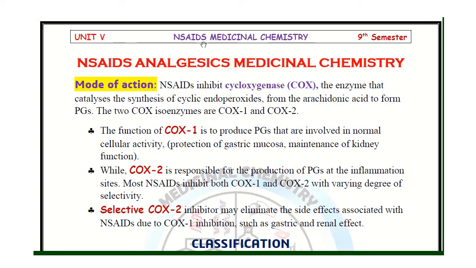Hello everyone, Assalamu alaikum. In this video lecture, I am going to discuss with you the medicinal chemistry of NSAIDs. Mechanism of action of NSAIDs.